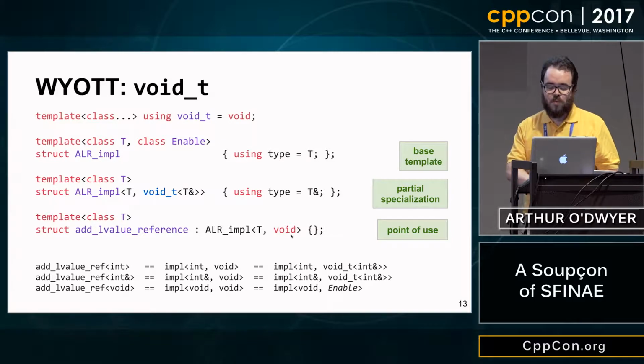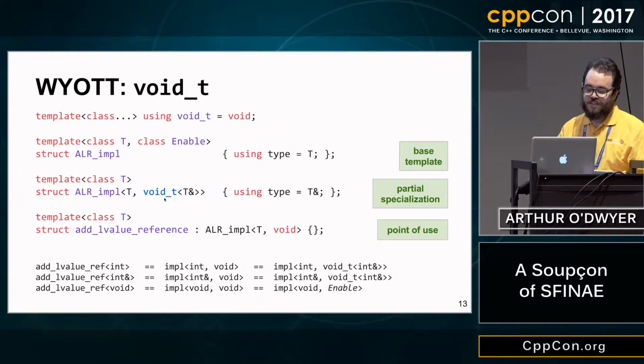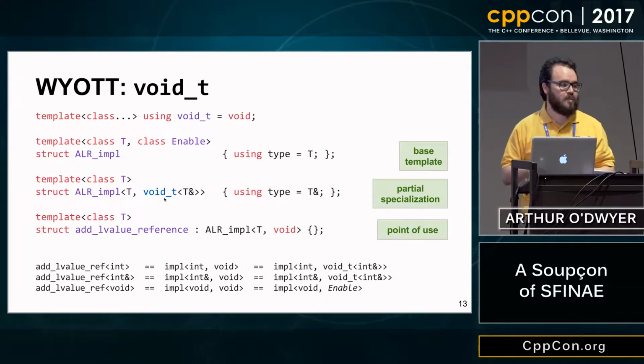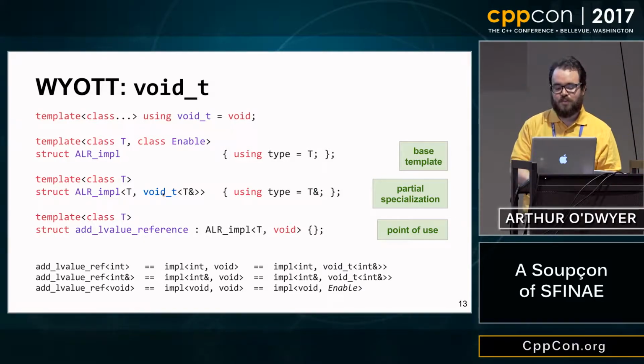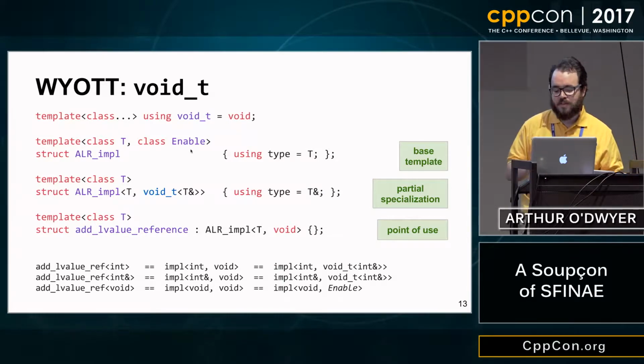So this is well formed. Up here in my partial specialization, I've got void_t of Tref. Now this involves Tref, so it's not going to be well formed if Tref is not well formed. So if T is void, this partial specialization is basically going to disappear. It's not going to participate. It's not going to be a good match because it's going to be ill-formed. And I have my base template the same as always.